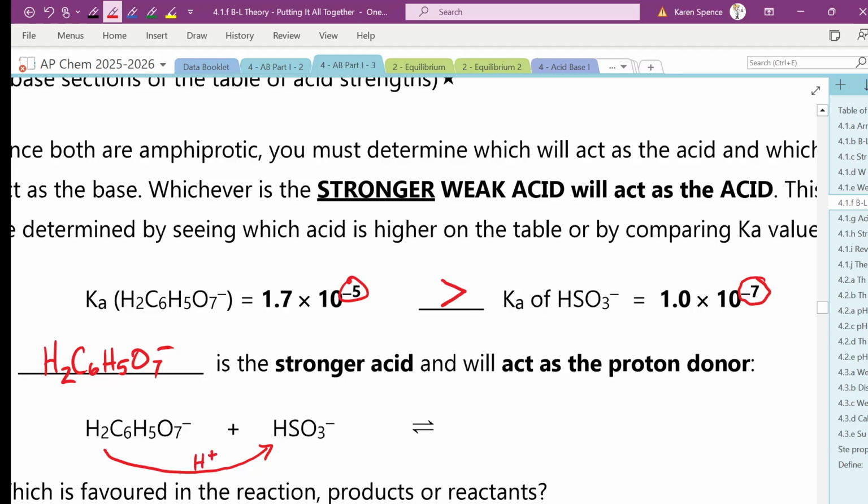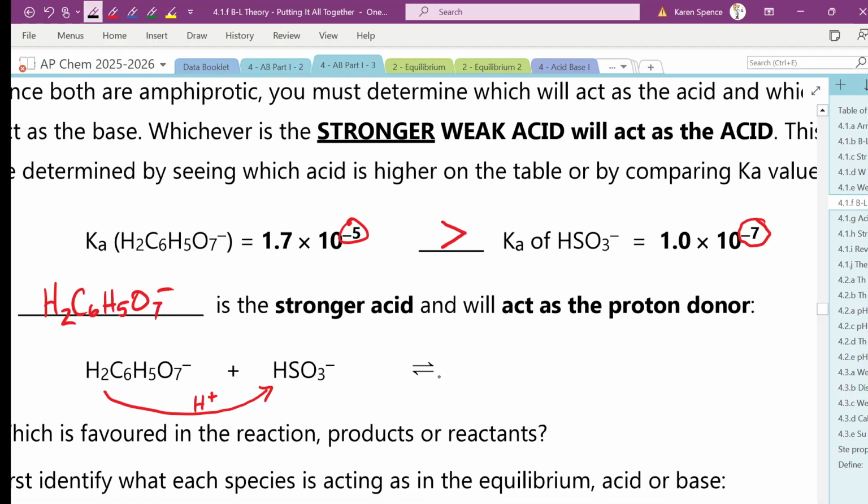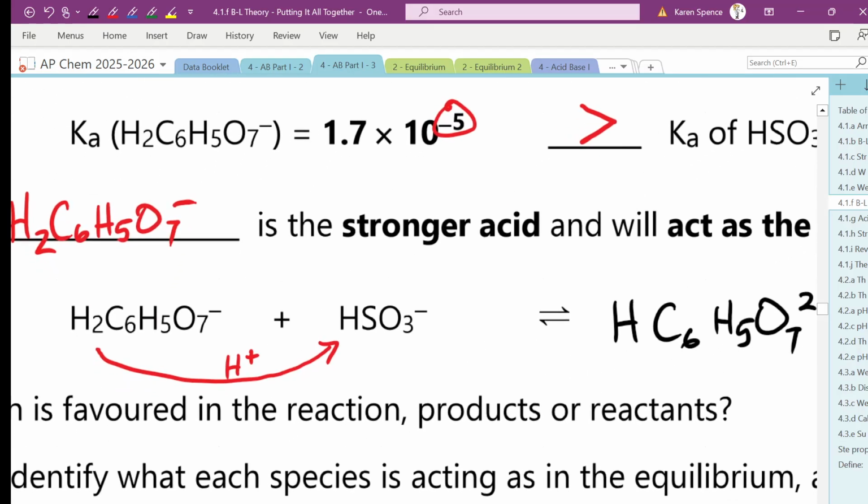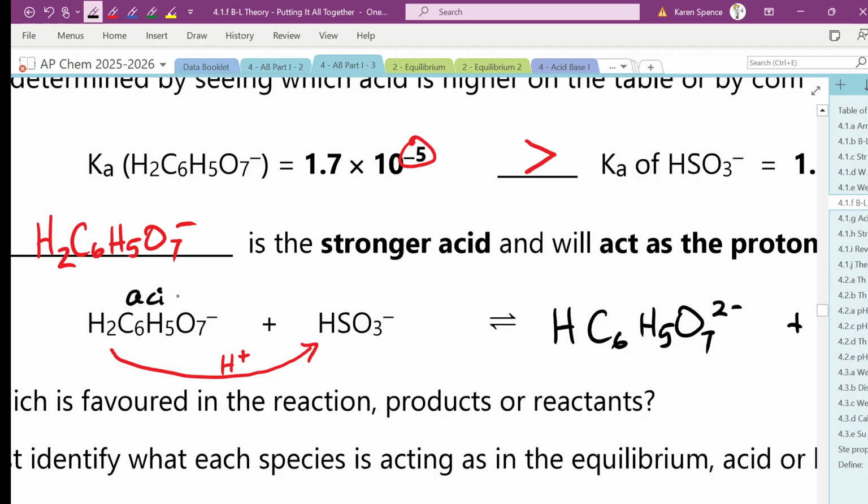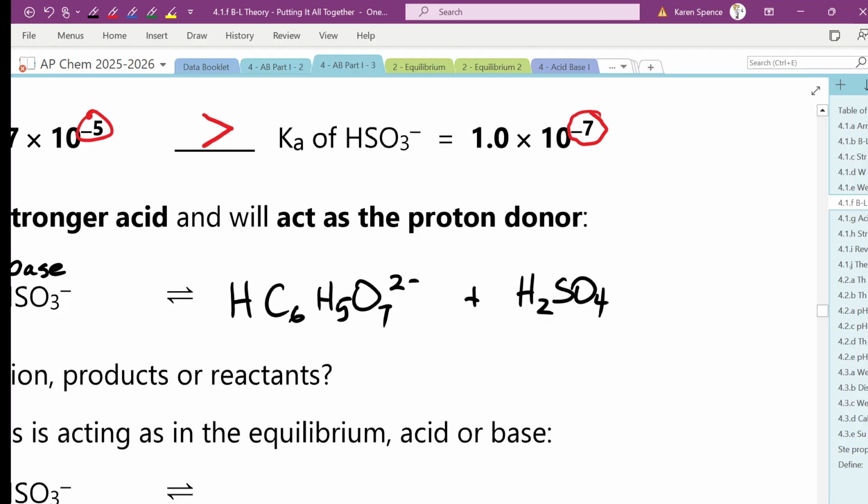And what will our products then be? HC6H5O7 2 minus and H2SO3. Now, in our forward reaction, let's label all of these species as whether they are acting as acids or bases. The H2C6H5O7 negative is acting as an acid. HSO3 negative is acting as a base. How about in the reverse reaction? That should be a 3 there.